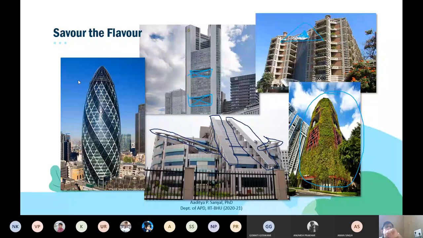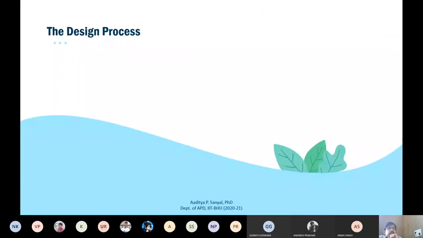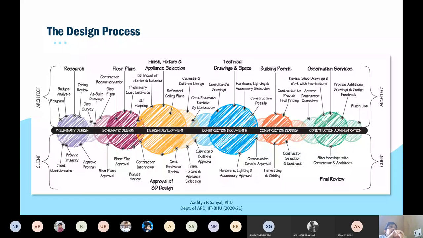Yes, sir. We'll be looking into these details gradually. I am just trying to give a brief about why our subject is important. Understanding, knowing the local climate, knowing the local conditions, knowing the orientation at least can give you huge amount of benefit when you're designing your structure. This is your general design process. You have the preliminary design, you have the schematics, you have the design development, the DD, SD, the CD, construction documents, the construction bidding, construction administration.